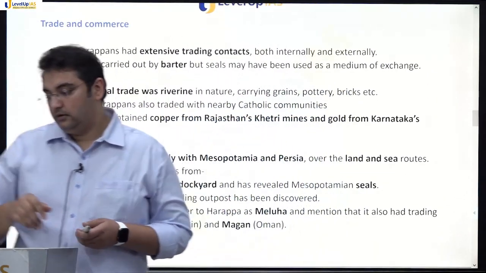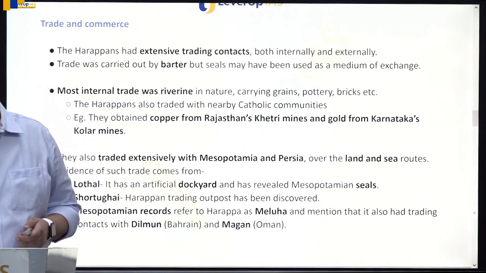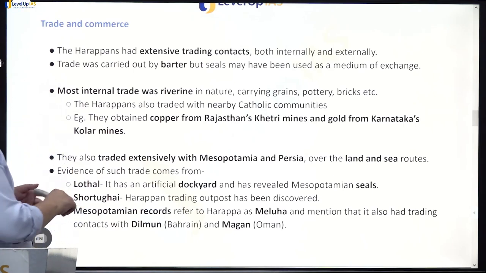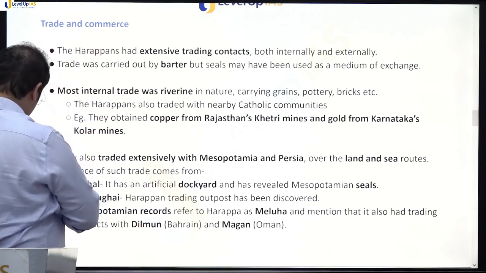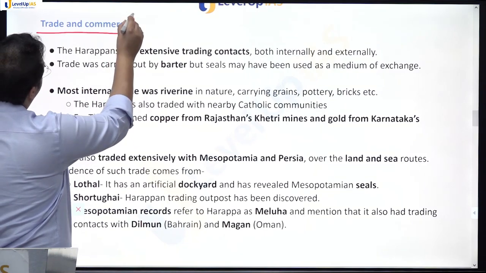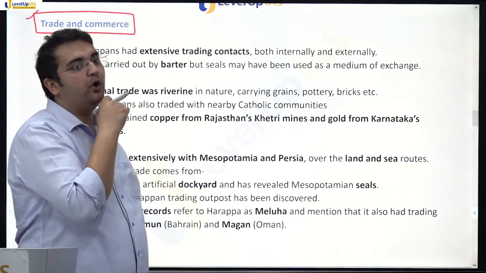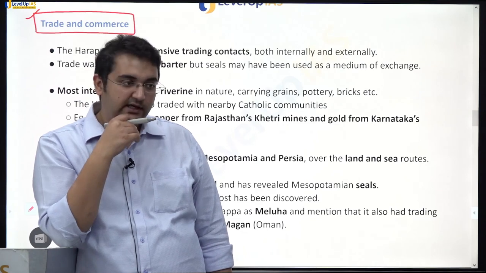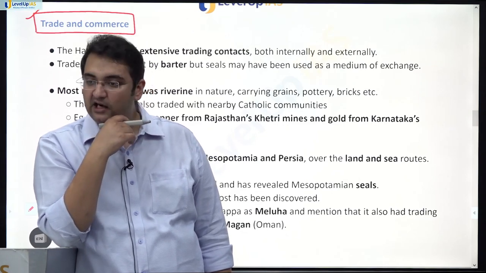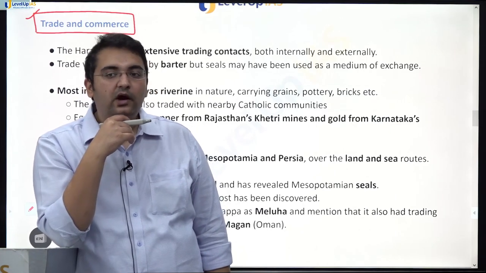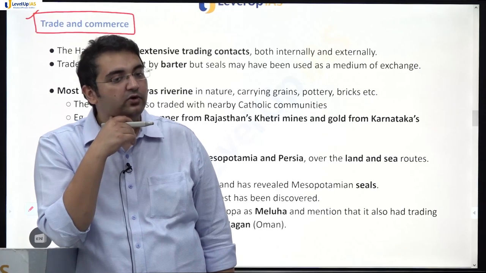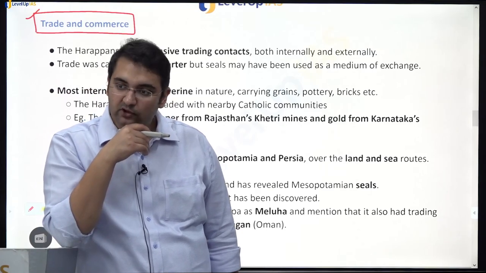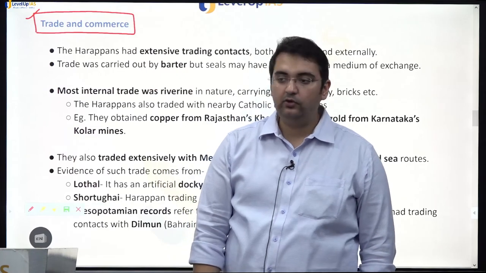Right. Then we come to the Harappan trade and commerce. What was the scope of the Harappan trade? Was it local, regional or international? They traded at all three levels, and this trade happened in large volumes. It was quite expensive. What were the preferred routes? Land route, river route or sea route? All of them. Okay? So over land also, over sea also and along the rivers also Harappans used to trade.